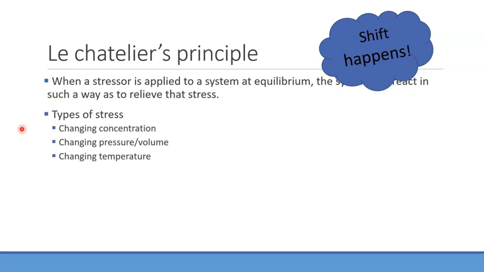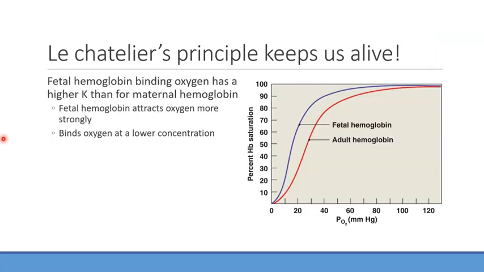So these are the types of stress we are going to examine in this talk: changing concentration, changing pressure and volume, and changing temperature. These will all affect our equilibrium and mess it up, and then the system will move back toward equilibrium. The way this happens is dictated by the type of change, and we will see several examples now. Le Chatelier's principle is really what keeps us alive, which is why it's so important to understand.